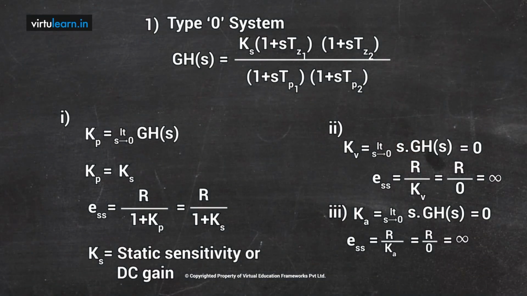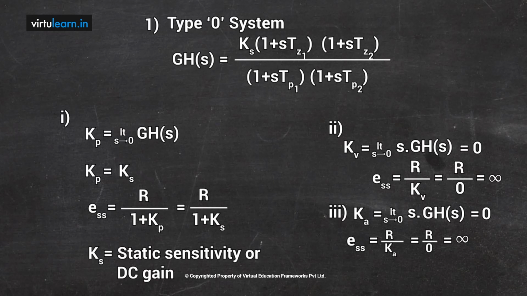Now, for a type 0 system, there exists a finite Kp value, a finite error constant, that is your Ks. What is the corresponding error? The corresponding error formula is ESS equal to R by 1 plus Kp. Kp is Ks, so if you substitute Ks here, the steady state error is R by 1 plus Ks.